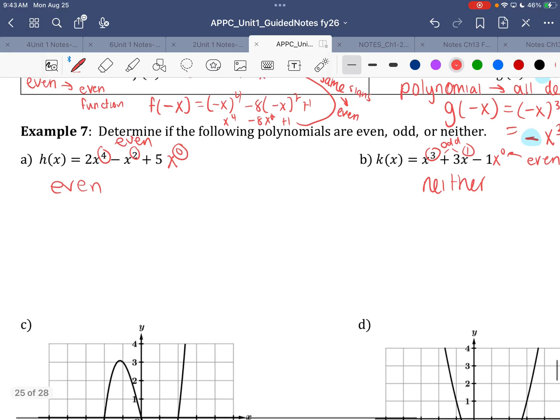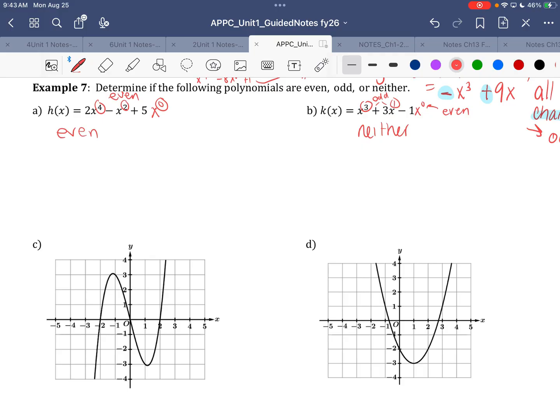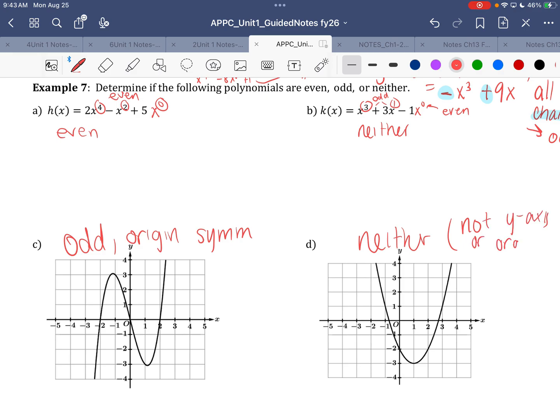All right, now we're looking at the graph. How about C? Odd. It has origin symmetry. How about D? Neither. It is symmetric about x equals 1, but it's not symmetric about the y-axis or the origin. I don't want to say it has no symmetry, because it is symmetric about its axis of symmetry, because it's a polynomial, but that's not the type of symmetry we need.